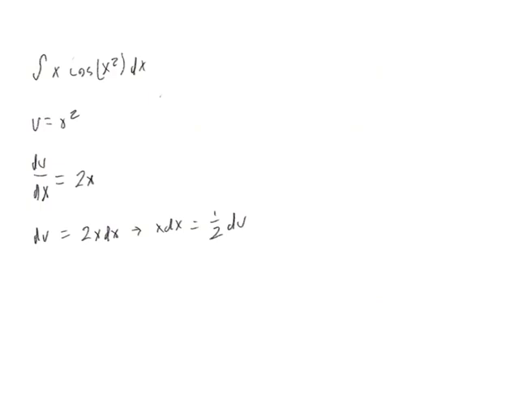So our next step, after having all that, is to just substitute u and x times dx into the full integral. So we can rewrite the integral as cosine of x squared times x times dx. Now substituting our values in, just cosine of u times 1/2 du.